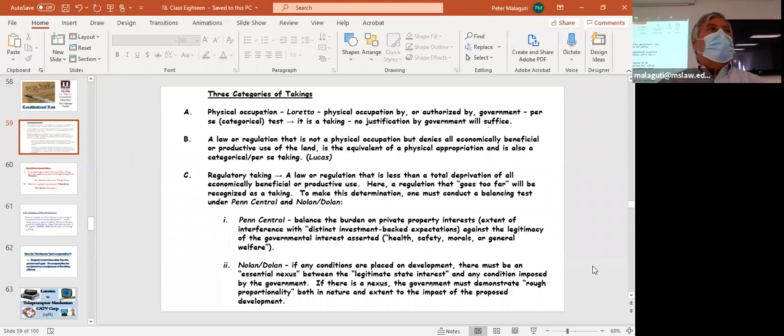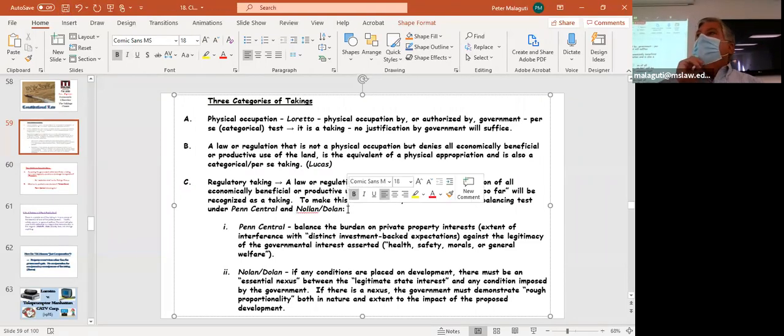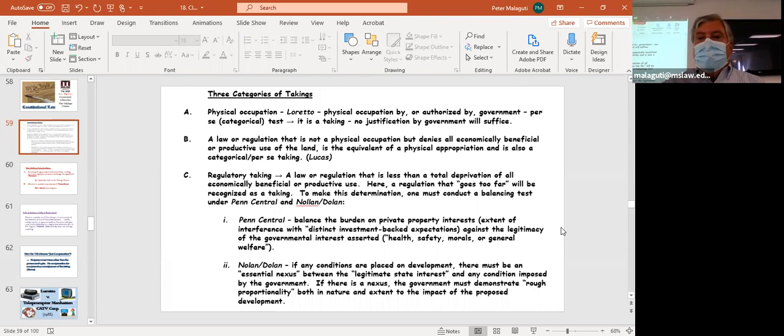And then this will get sort of refined with the Nollan, and I spelled that wrong there, by the way. There's 2 L's in Nollan. There we go. It's not the typical Irish Nolan that we know of in this part of the country. The Nollan and the Dolan case. This time Dolan is spelled correctly, okay? And we'll sort of refine this Penn Central case.